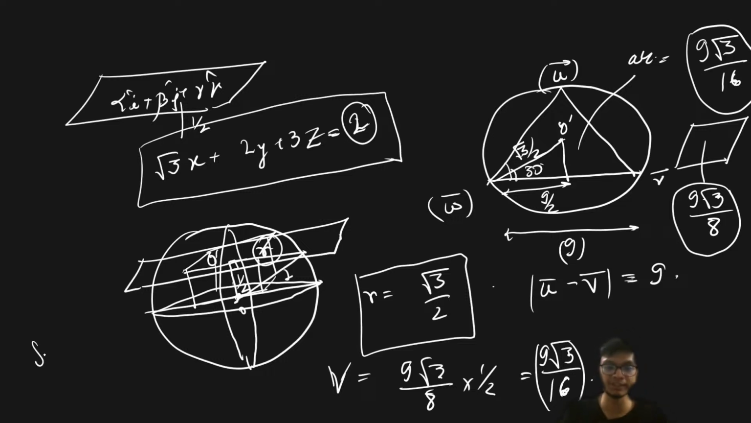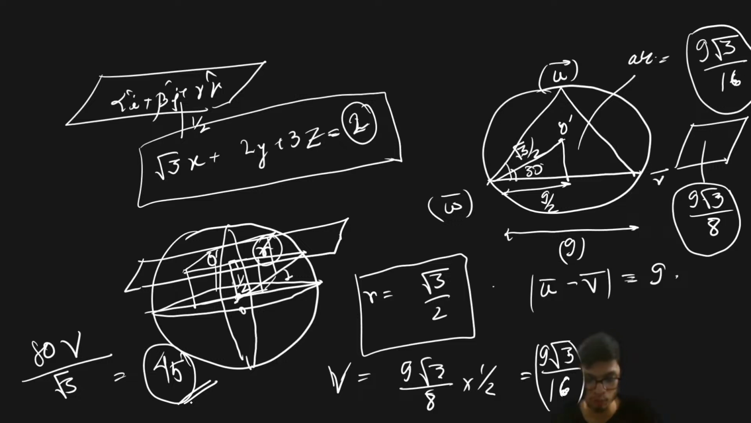And ultimately, the question is asking you to find out 80 times V by root 3, and that is going to calculate and solve out as equal to 45. I hope this question is making sense to all of you, right?